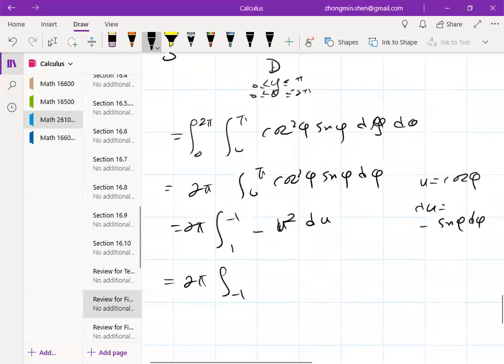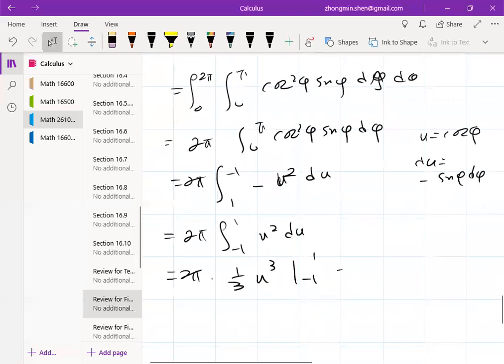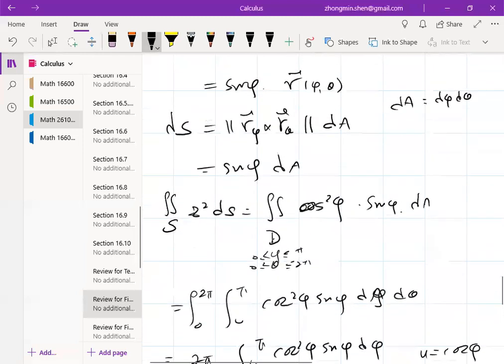You can change the order of the limits, and you get 2 pi times 1/3 u cubed from negative 1 to positive 1. So the top is going to be 1 minus negative 1, which is 2, so you get 4 pi over 3. We spent so much time to finally get this. So the integral can be evaluated, right?